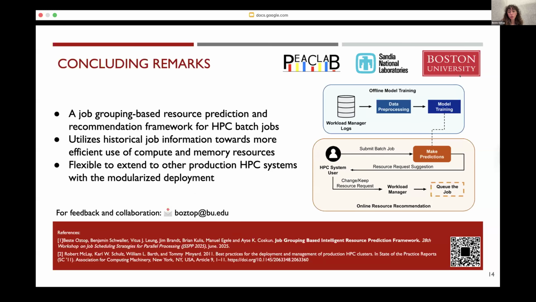So our goal is to use this recommendation framework on a larger scale, which consists of a job grouping-based resource prediction stage and the recommendation framework for online batch job submissions. And again, to emphasize, we are using historical job information to have more efficient use of compute and memory resources. And this framework is flexible to be extended to other production HPC systems because of its modularized deployment.